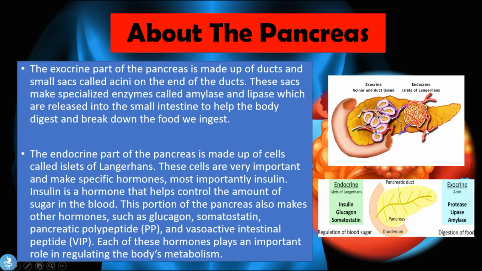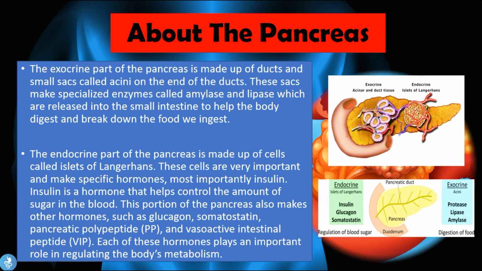So we have the endocrine part of the pancreas, which is made up of these islets of Langerhans, and they are important in producing insulin, glucagon, and somatostatin, as well as other hormones which regulate the blood sugar and also play a role in regulating the body's metabolism. So actually, the pancreas is a very important organ with various functions in the body.